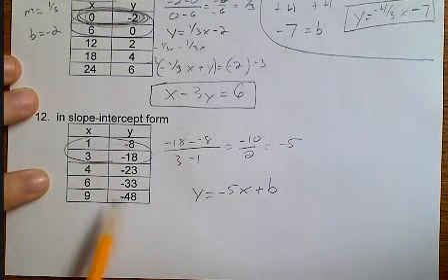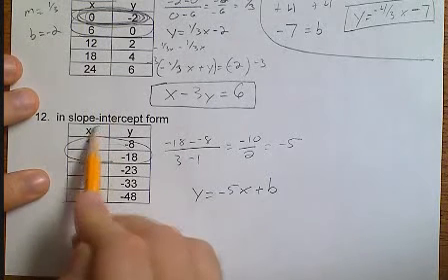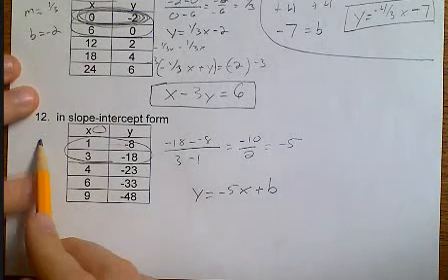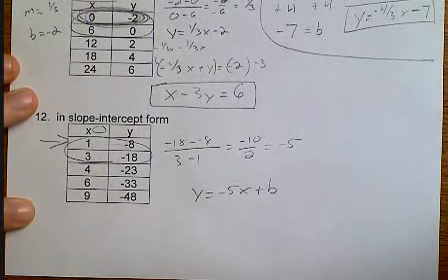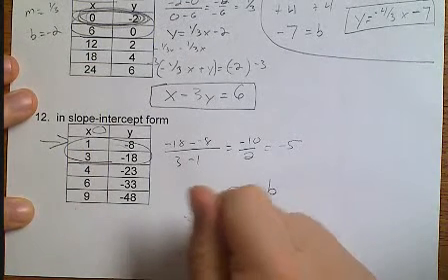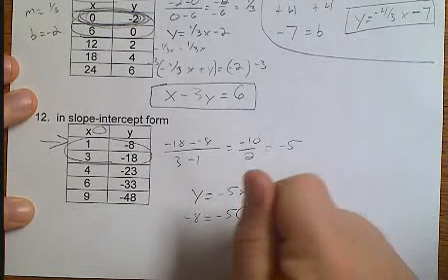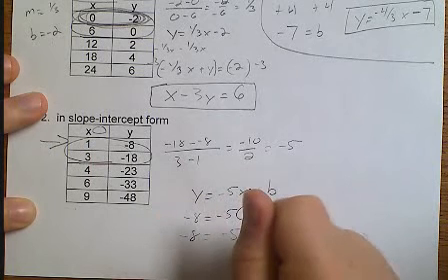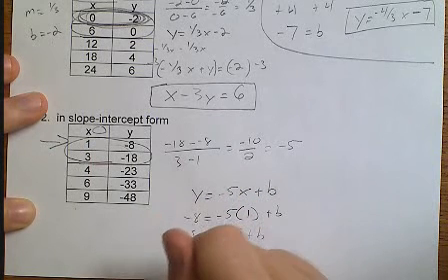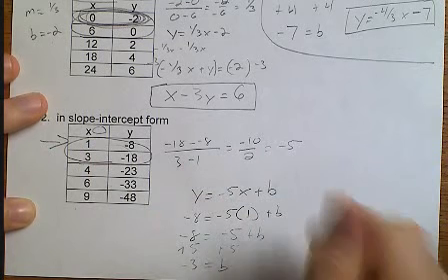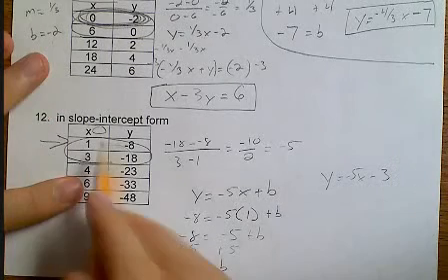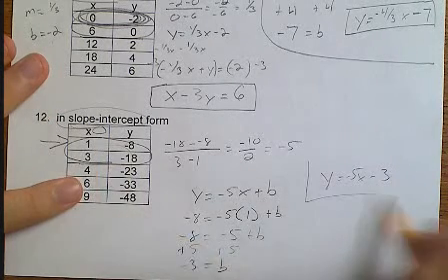So I could work the table backwards and figure out when x is 0 what it is. But that's kind of hard to do. So let's just go ahead and pick a point. I like using the smallest numbers. So negative 8 equals negative 5 times 1 plus b. Negative 8 equals negative 5 plus b. Add 5. Negative 3 equals b. So our equation is y equals negative 5x minus 3. Slope-intercept form. So we are done.